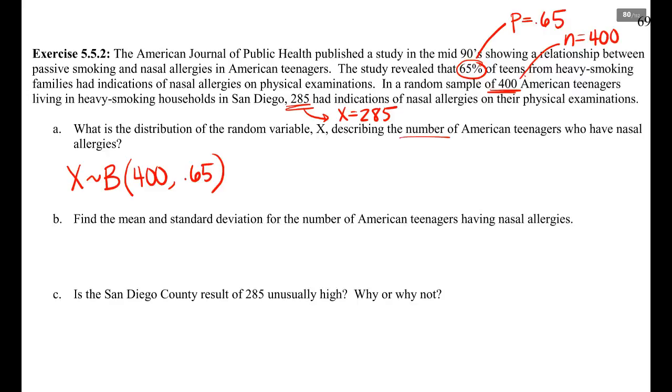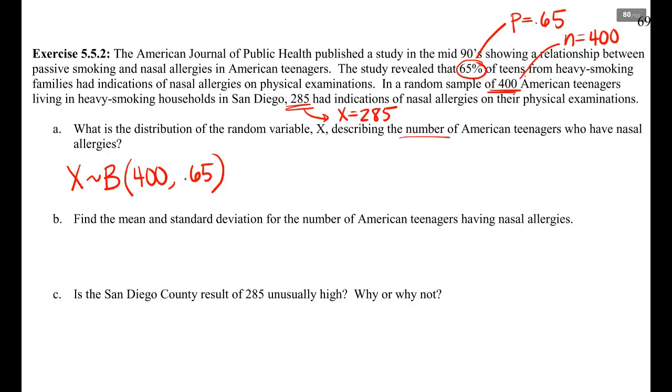I could check my BINS. B, they either have nasal allergies or they don't. I, they're independent because they're randomly sampled. N, there's a fixed number. We're looking at just 400 teens. And S, that probability of success should always be the same since they're independent. It's always 65%. So we definitely have a binomial experiment here.